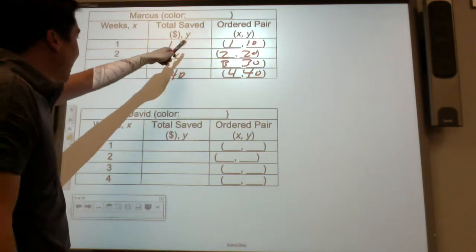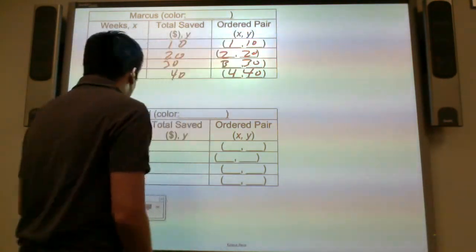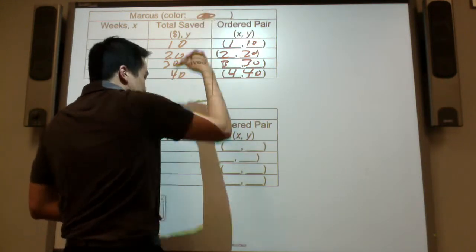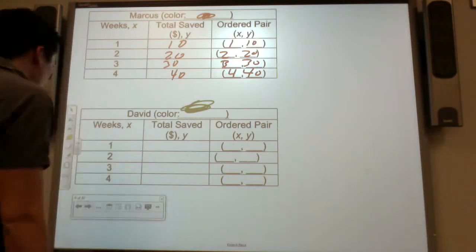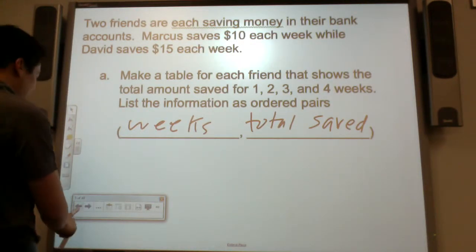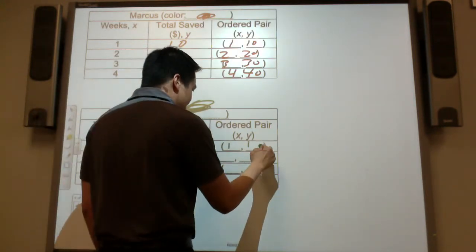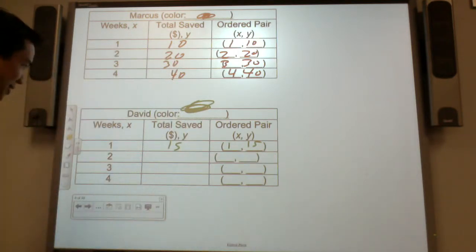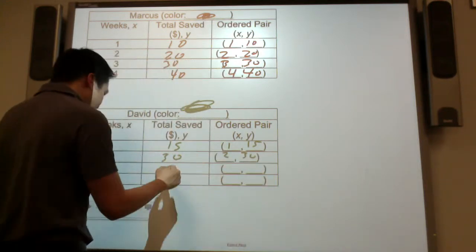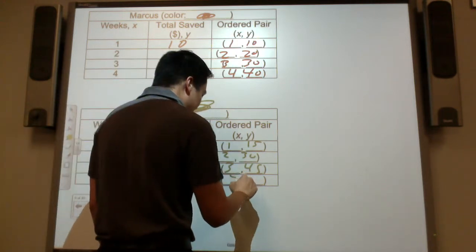So x-axis is weeks, total saved is y-axis. Let's use green. Make sure I write down the color because you're going to graph 2 lines on this graph. So, in 1 week, I cannot remember, short-term memory. David saves $15. So in the first week, he saves $15. In 2 weeks, that's another $15, $30. In 3 weeks, another $15, it'll be $45. In 4 weeks, he'll save another $15, it'll be $60.